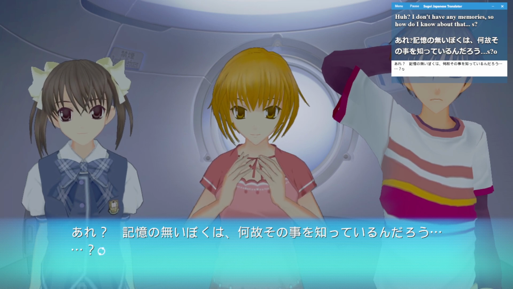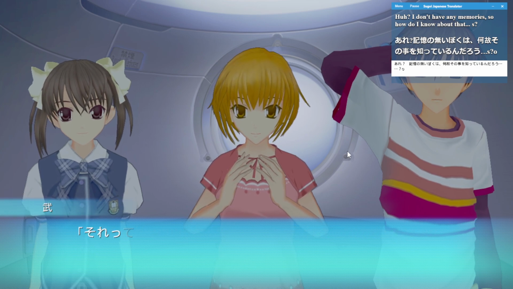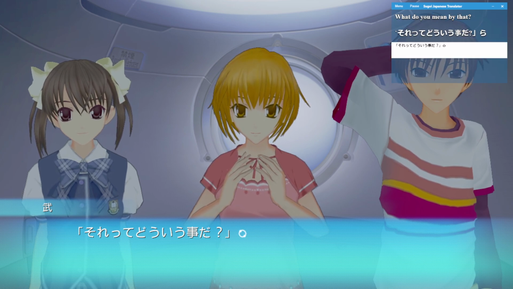Huh? I don't have any memory, so how do I know about that? Because you got Takeshi's somehow. What do you mean by that? You got it from Tsugumi very indirectly.